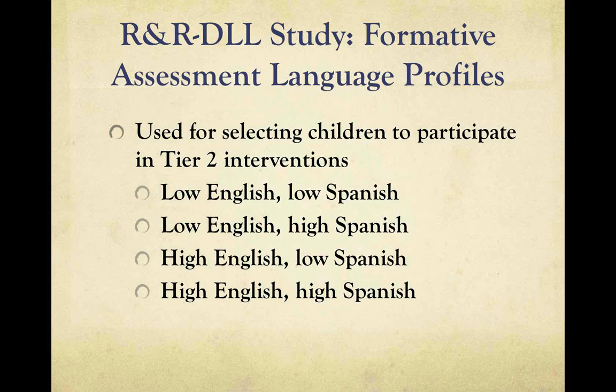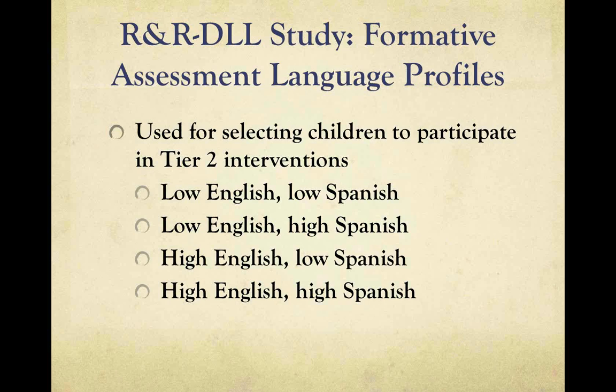From this list, though, what we really want to point out is that our target children, the children who we think are in greatest need of additional supports, are the children in that first group, low English and low Spanish. So these were primarily the children who participated in the small group lessons, and I'd like to show you some graphs now for that group of children.